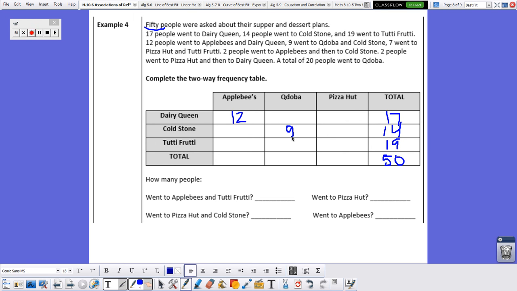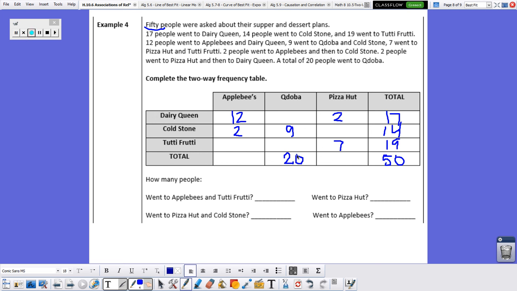So where Qdoba and Cold Stone intersect, I write a total. 7 went to Pizza Hut and Tutti Frutti. So there's that. 2 went to Applebee's and then to Cold Stone. Doesn't matter the order, not really. They just went to both of those dessert places and restaurants or whatever. 2 people went to Pizza Hut and then to Dairy Queen. So go to Pizza Hut, go to DQ, and we have a 2. A total of 20 people went to Qdoba. So here we have Qdoba and total, and where those intersect, we write 20.